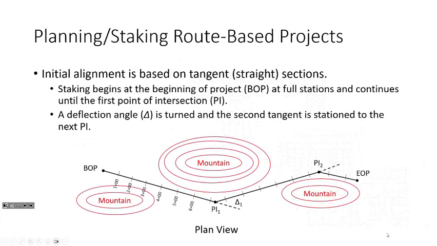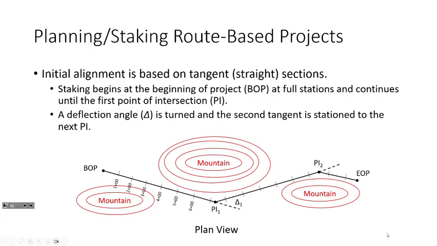Okay. I want to talk about staking a little bit, because that's the big goal with a route-based project: actually locating it in the field and indicating the project. So whenever you're looking at a project, your initial alignment, whenever you're staking it out, is going to be a series of straight line, or what I'll call tangent, sections. So if the project is going to begin right here, you're going to initially stake it out on these straight line segments, and you're going to identify these points right here, which we'll call PIs. PI stands for point of intersection. So that's where this straight line path and this straight line path intersect, okay? And so we'll go from the beginning of the project all the way down.